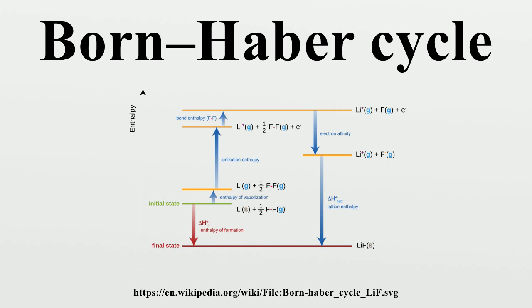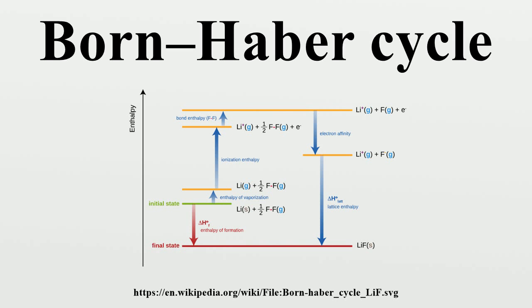Most compounds include covalent and ionic contributions to chemical bonding and to the lattice energy, which is represented by an extended Born-Haber thermodynamic cycle. The extended Born-Haber cycle can be used to estimate the polarity and the atomic charges of polar compounds.